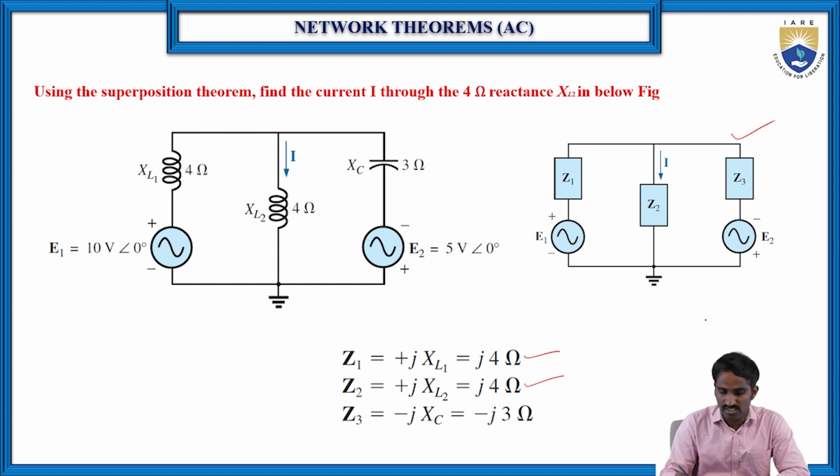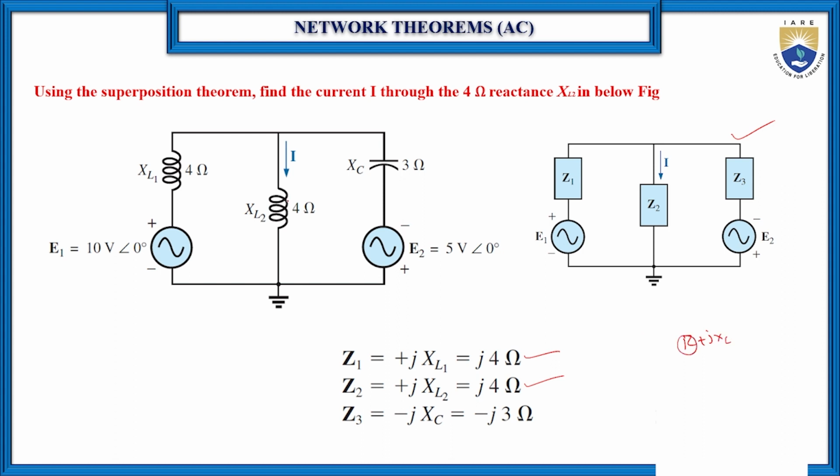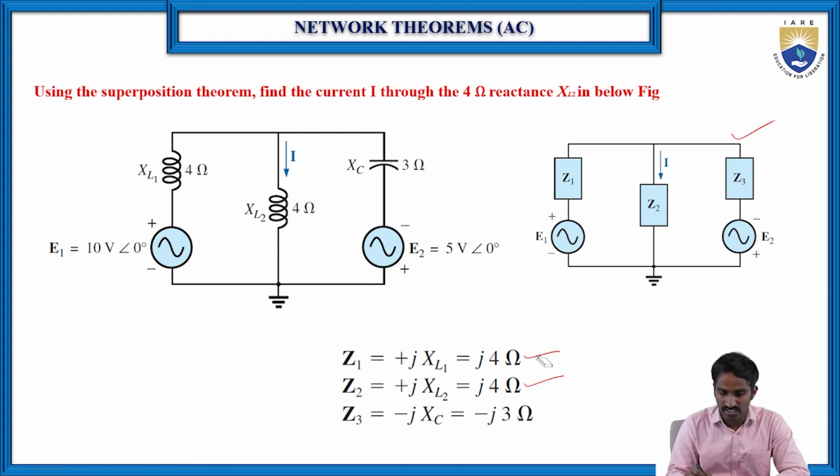Actually here Z is equal to, as we know, R plus jXL. But here R is equal to 0 in all the cases, so instead of representing R, simply j into 4 ohms, which means 0 plus j into 4 ohms. This is actually the form, but since R is equal to 0, we are directly taking the values of the given reactance values, right?